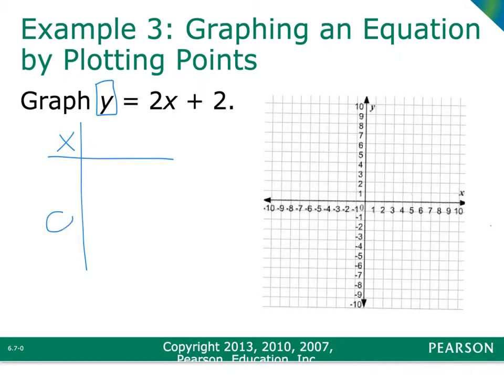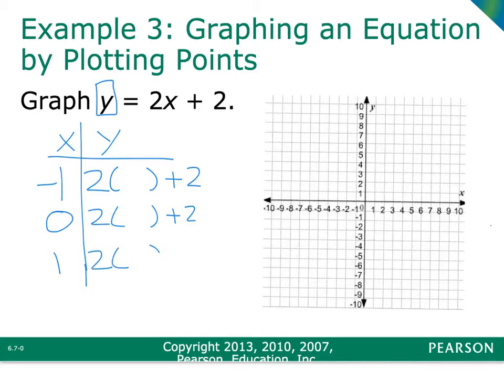I almost always pick the number 0 because it's really easy to substitute in. I like the number 1, and I like the number -1. Gives you an idea of what's going on every side of the equation. Now you have to find their corresponding y values, and to do that you take them one at a time and you substitute them into the equation 2x plus 2. Okay, so we'll need to substitute in our -1, our 0, and our 1.